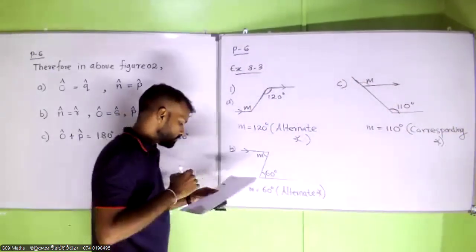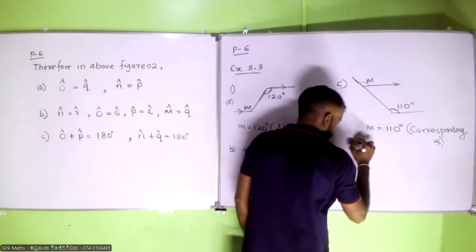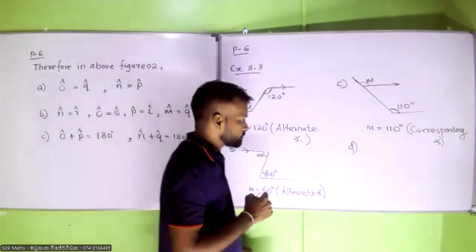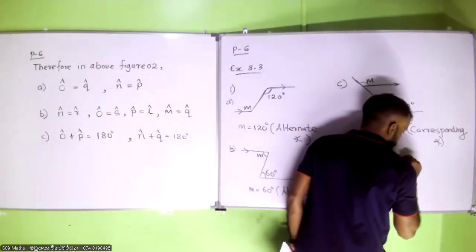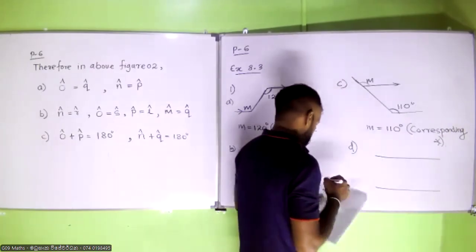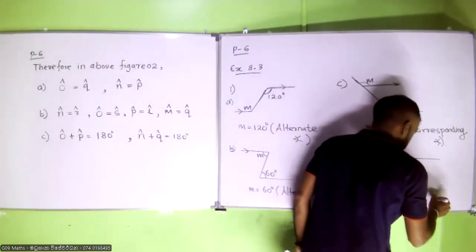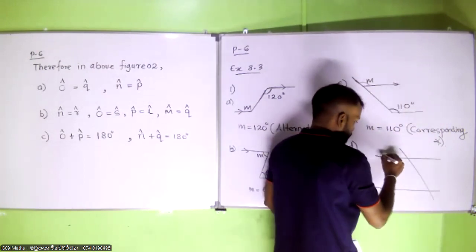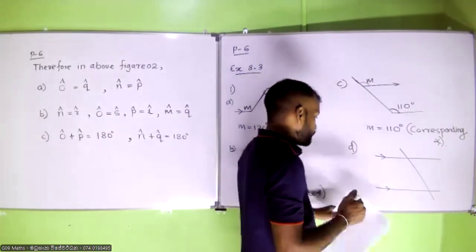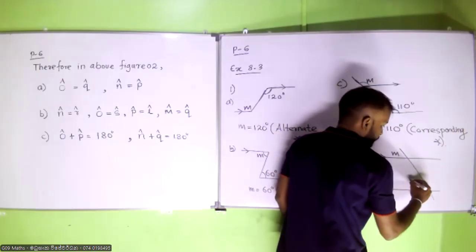Correct? Okay. Then part D. You have two parallel lines like this, and then you have a transversal like this. This is N. This is 55.